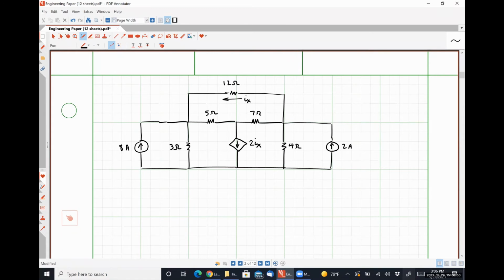So our ultimate goal in this problem will be to figure out the power supplied by the dependent source. P dependent, supplied, is equal to question mark.